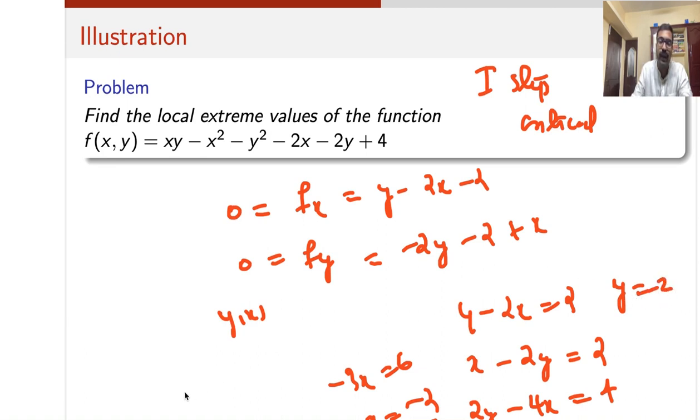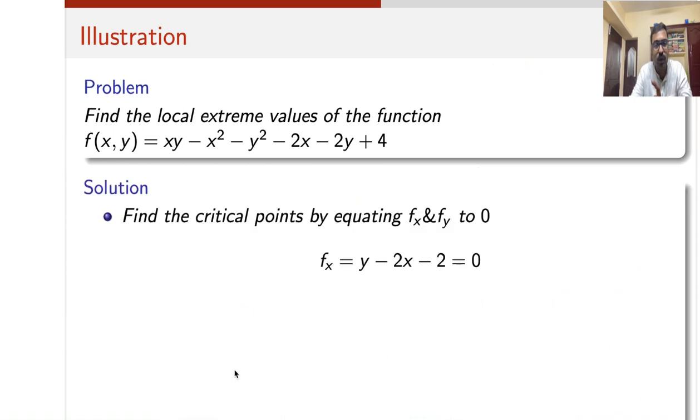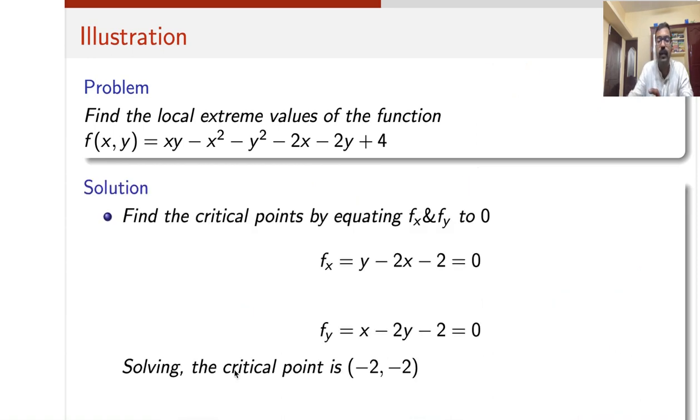I think the points are x is equal to minus 2 and y is equal to minus 2. So minus 2 is my critical point. Please correct me if I am wrong. So this is the critical point here. Let us verify this. When you solve this, you will get the critical point as minus 2. So it's correct. Now we have done the first step.